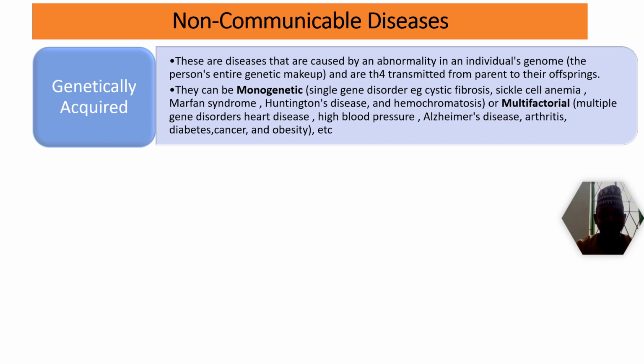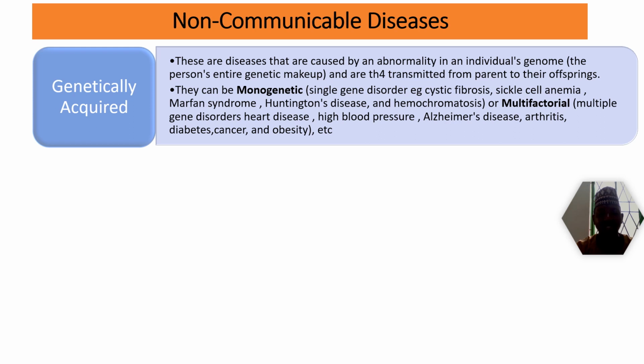This genetic disorder may be monogenetic, in which a single gene is affected, leading to diseases, an abnormality in a single gene. Examples of such monogenetic diseases include cystic fibrosis, sickle cell anemia, Marfan syndrome, Huntington's disease, hemochromatosis, and so on. They can also be multifactorial.